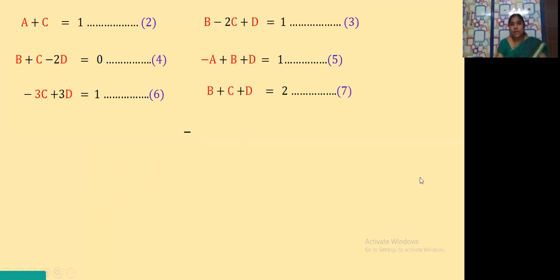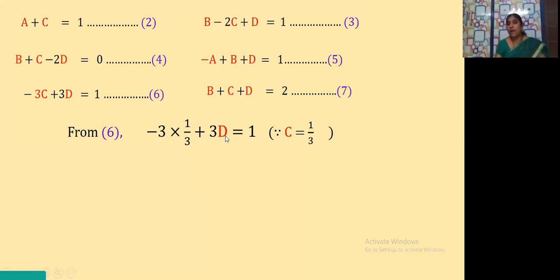These are the equations what we have. Now next, what are the values we got from equation number 6? Already we got the value of C, no? In equation number 6 we have only two constants. One is C and other one is D. So already we know the value of C. Just now we got it. C is equal to 1 by 3. So by substituting here, in place of C, 1 by 3, we are trying to get the value of D.